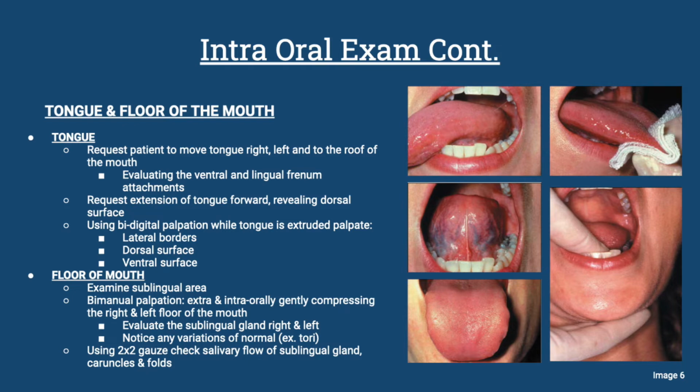Have the patient extend their tongue outwards, revealing the dorsal surface. With the tongue extended, palpate the lateral borders, dorsal, and ventral surfaces. Using bimanual palpation, palpate the floor of the mouth. Evaluate the sublingual gland left and right, and using a 2x2 gauze, check salivary flow.